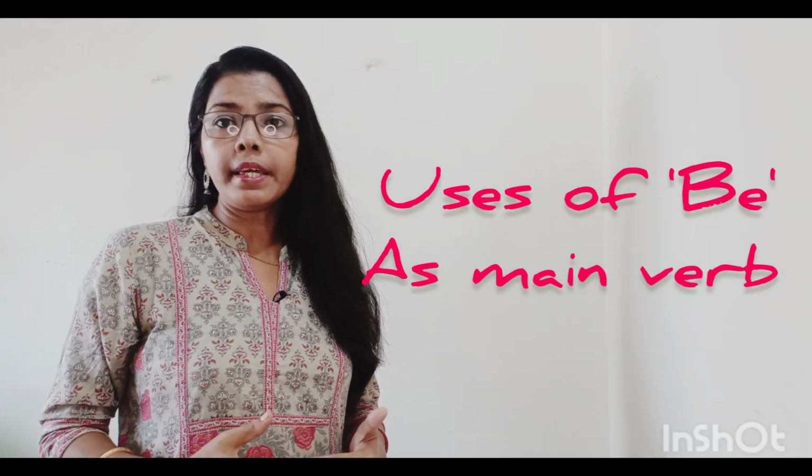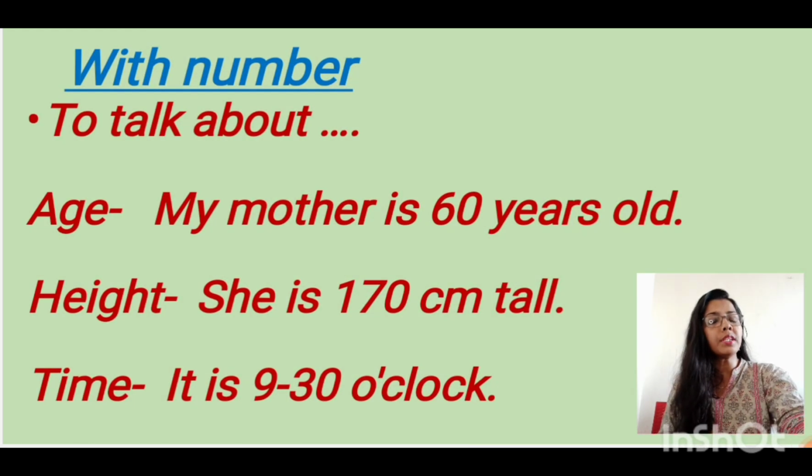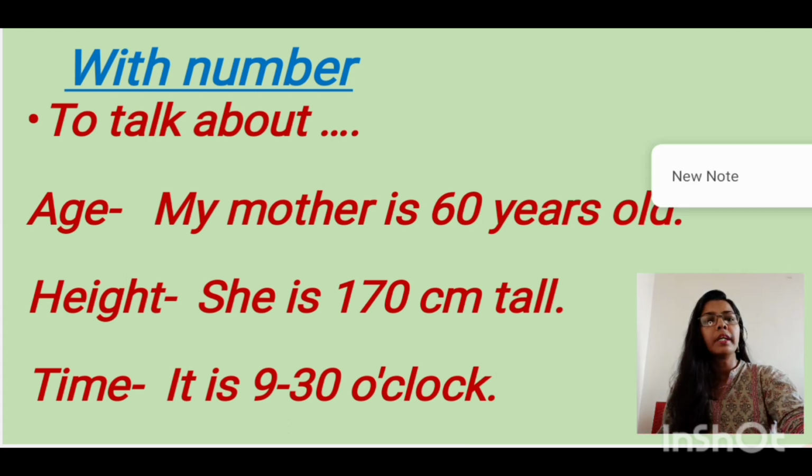So let's start. We use be as a main verb with numbers to talk about height, age, time. My mother is 60 years old. Here I am talking about my mother's age. She is 170 centimeters tall. I am talking about her height. It's 9:30 o'clock. I am telling the time using the be verb.